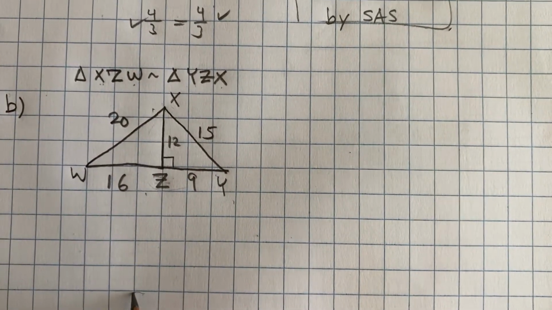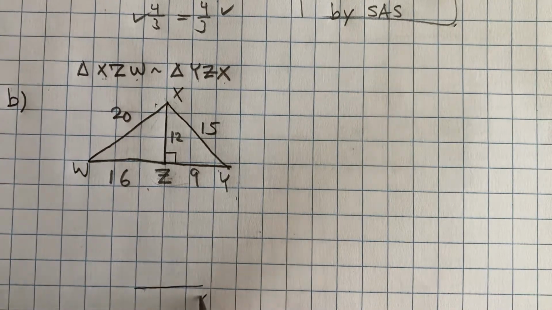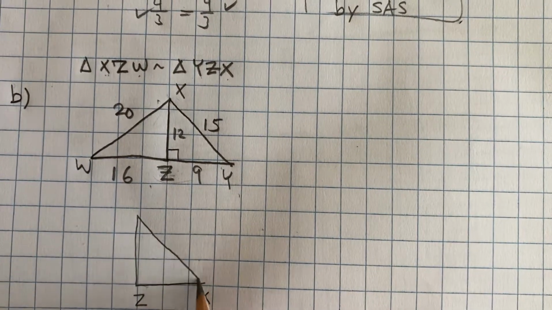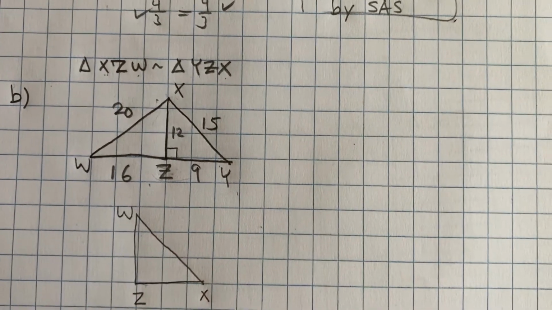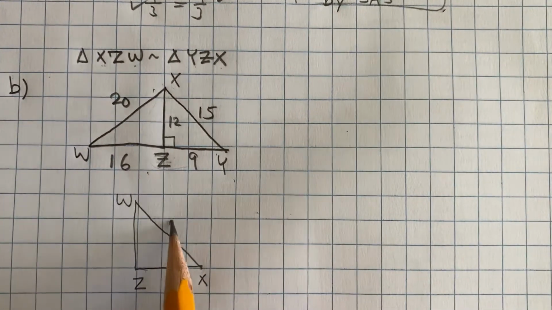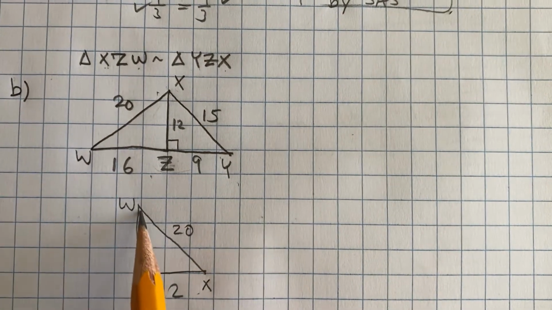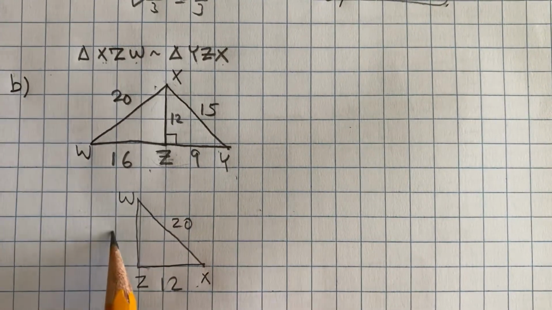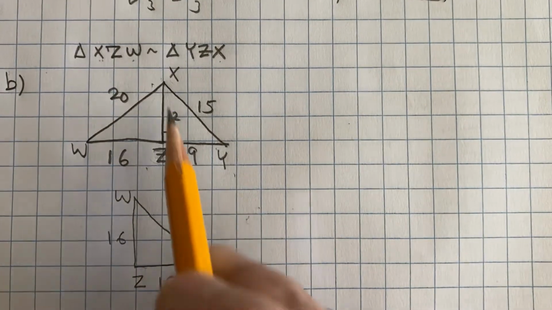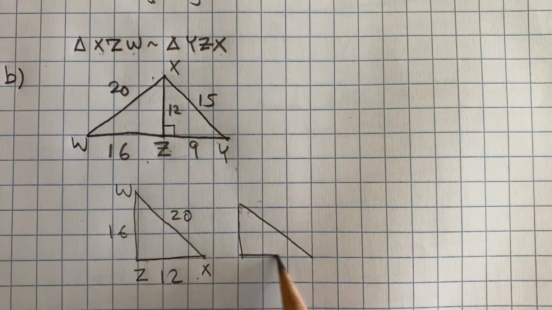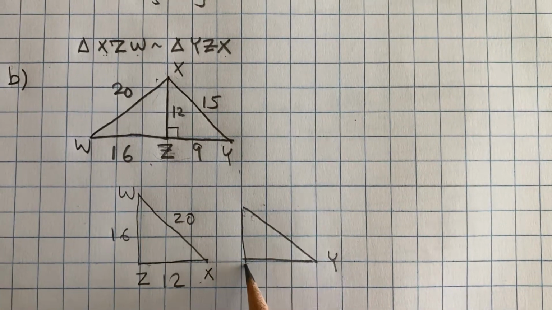And so what I mean by that is this. Here's X, here's Z, and of course, this will be W. Make sure you label WX as 20, ZX is 12, WZ, of course, is 16. And of course, I still have my YZX. I'm just going to copy it down one more time.